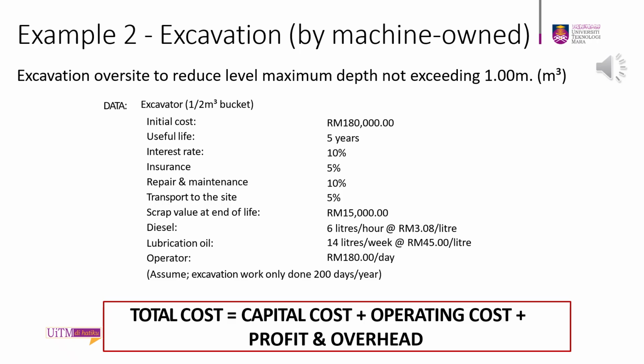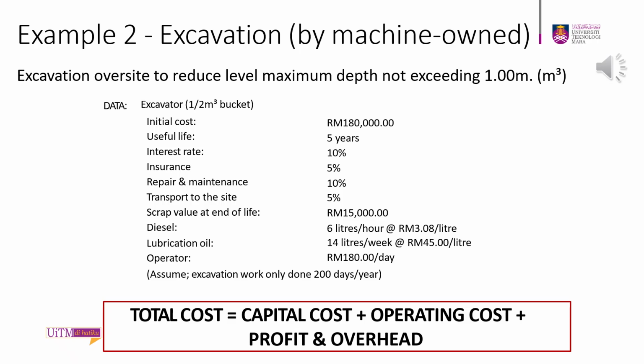In this second example, we are estimating the cost of excavation using a machine-owned excavator. The excavation work here is for reducing the ground level, with a maximum depth not exceeding 1 meter. The unit of measurement is again per cubic meter. The data listed shows all the cost components involved when using a machine.